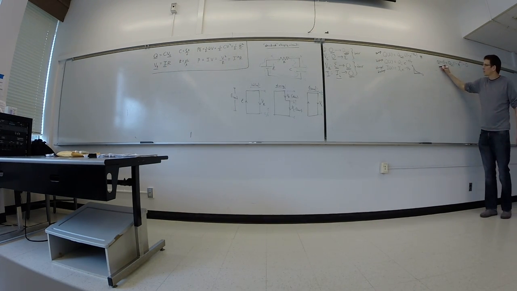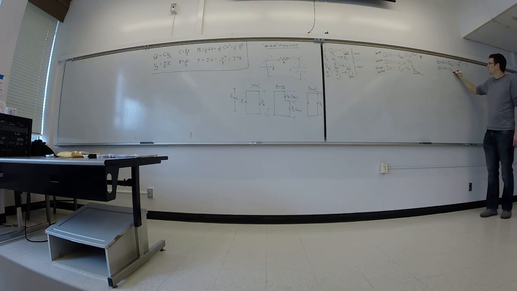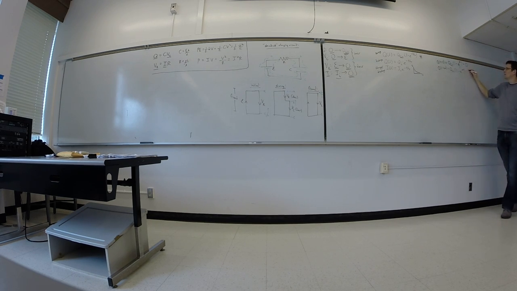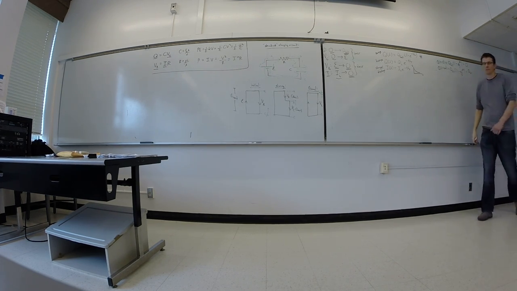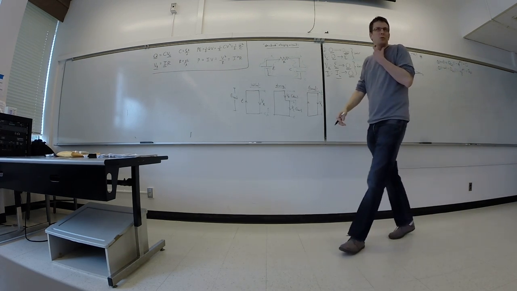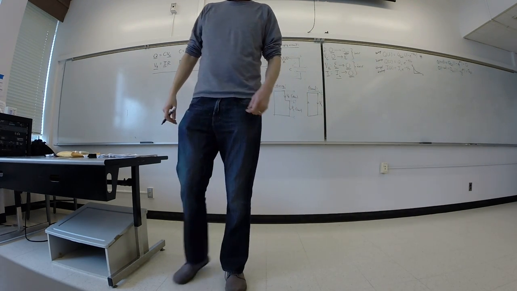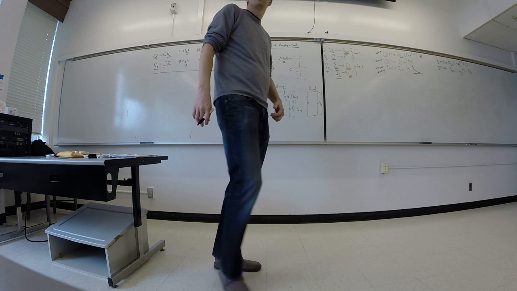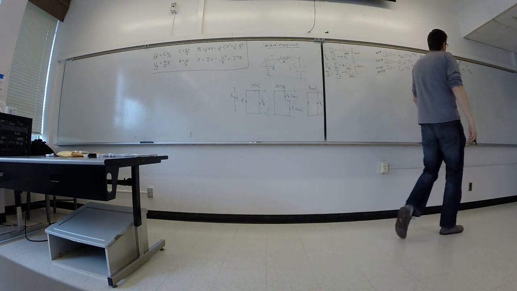We can, of course, plug in a very long time. 1 minus e to the negative infinity. This is going to be, as I talked about last time, 0. But 1 minus 0 gives us Q full. So after we wait a very long time, we will have achieved the full amount of charge. Okay?